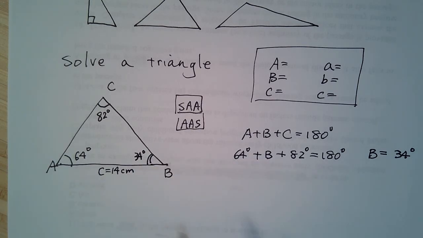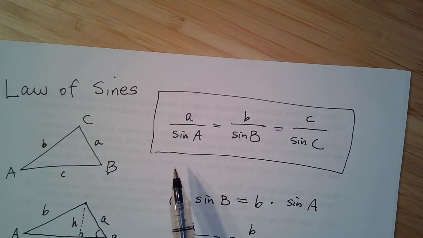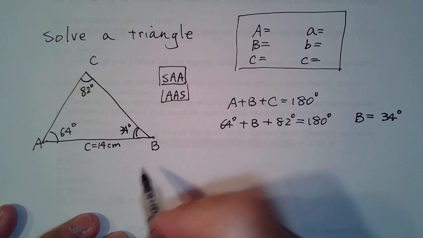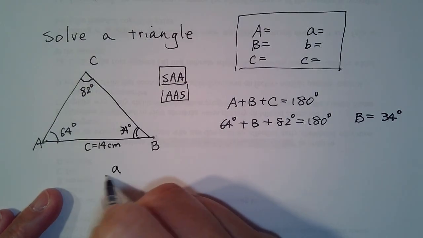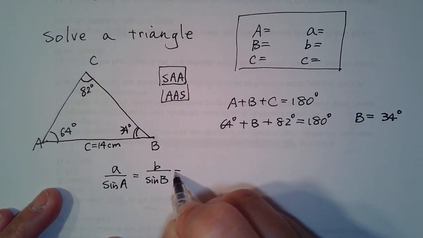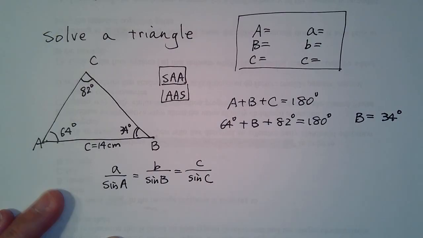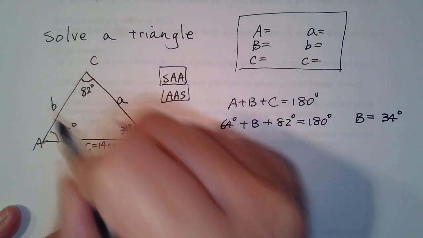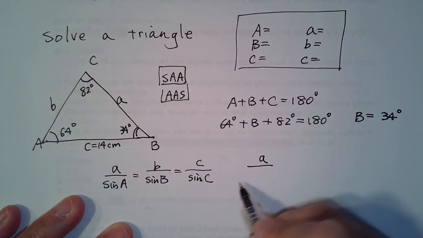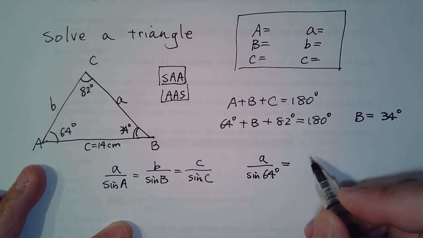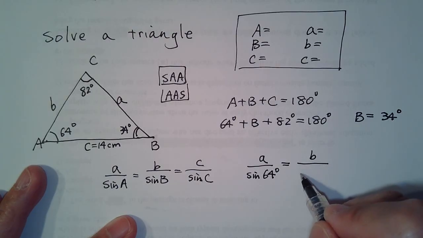Okay, so I have this 34 degrees. I know three angles in this law of sines, and I know one side, so of course I would be able to find the other two sides, right? Therefore, I have a over sine A equals b over sine B equals c over sine C. This is the law of sines. Now I don't know a, I don't know b, but I know little c. The good thing is I know the angle. So angle A is 64 degrees, and b I don't know, but I know the angle B. I just found it.